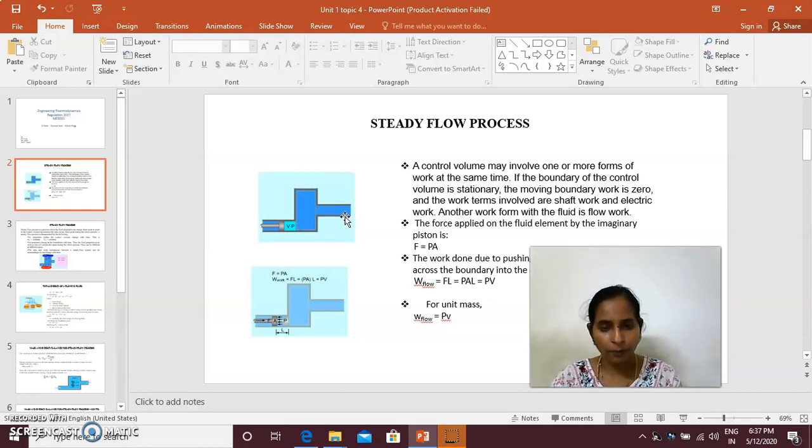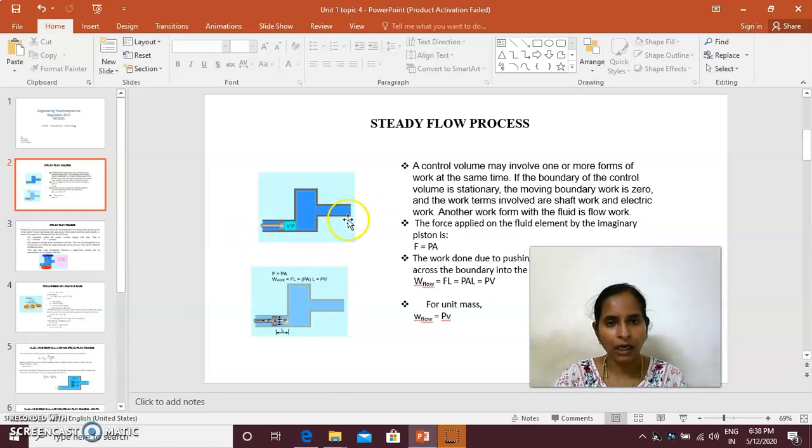A flow process constitutes an open system through which the working fluid enters and leaves across the surface of the system. If there is flow, it becomes an open system. If there is mass transfer, then it becomes an open system.